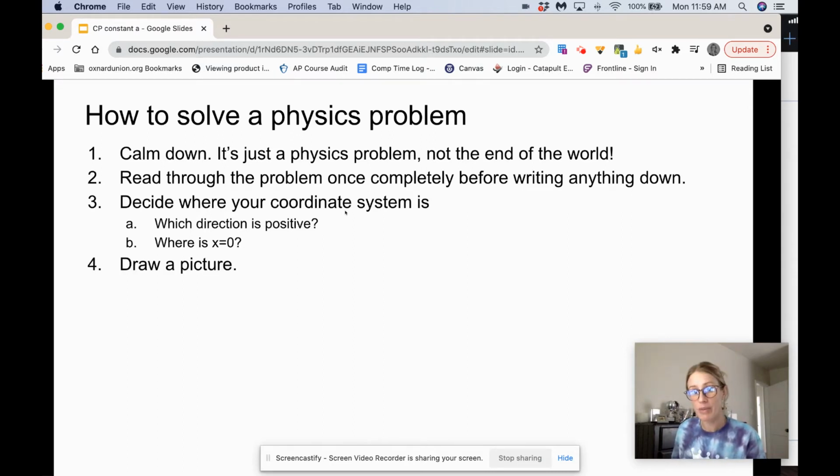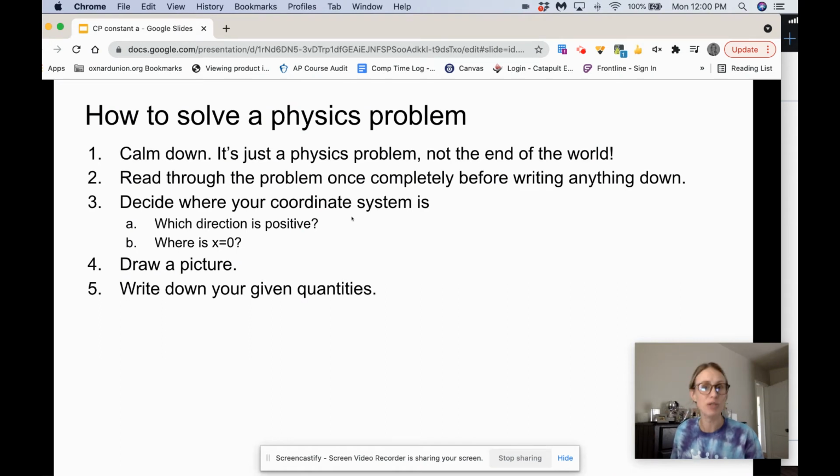Number four, you want to draw a picture. Now, we're going to do this especially when we start doing Newton's laws problems. I'm going to make you draw a picture every single time. For kinematics problems, I do like to draw a picture sometimes, but sometimes you'll see that I skip this step as well.